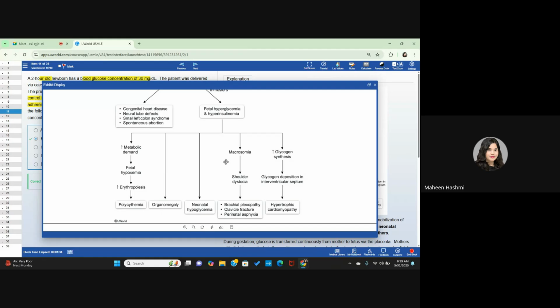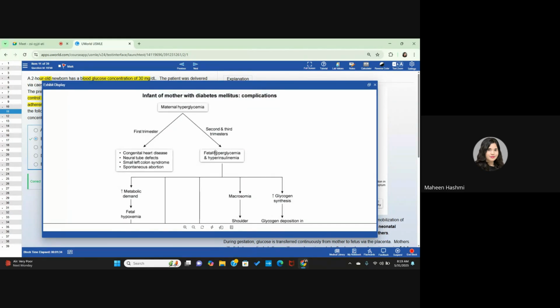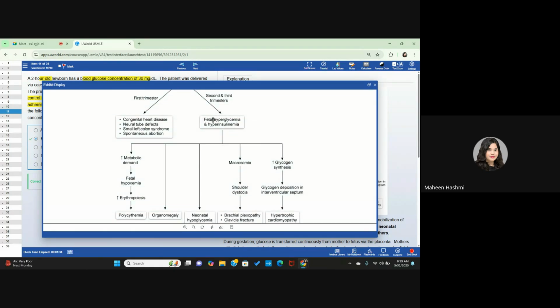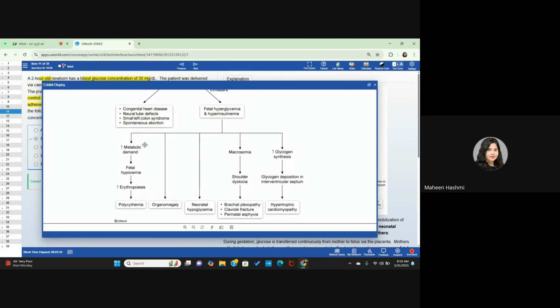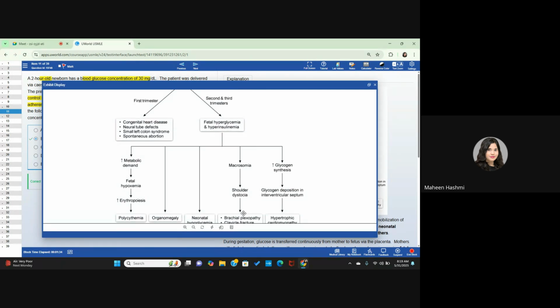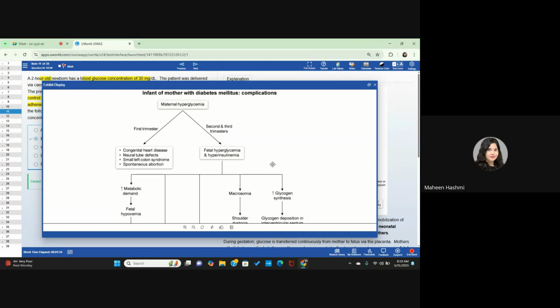All right. So initially in the second and third trimester, what's happening is that there's fetal hyperglycemia going on. When the baby is born, there is neonatal hypoglycemia going on, but in the second or third trimester it's fetal hyperglycemia. All right, so that is what I want you to remember.